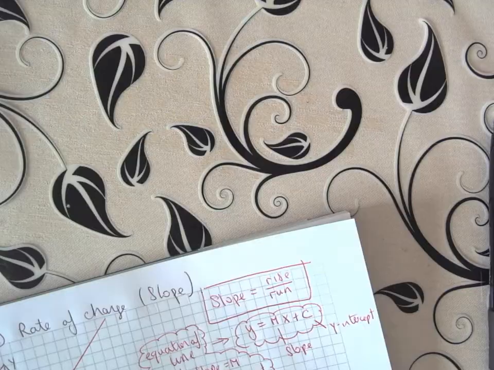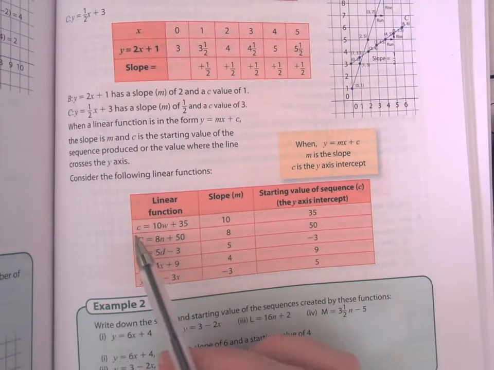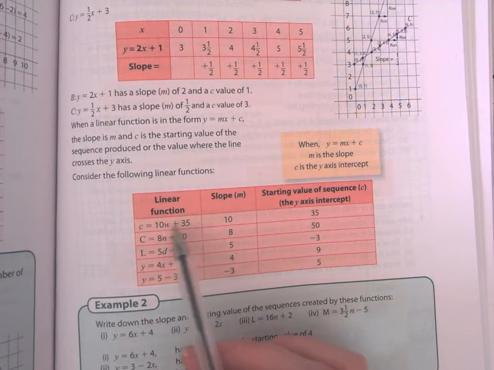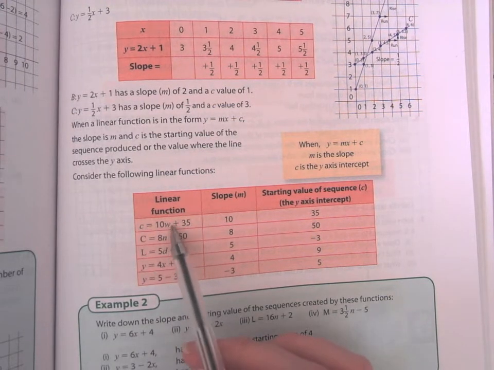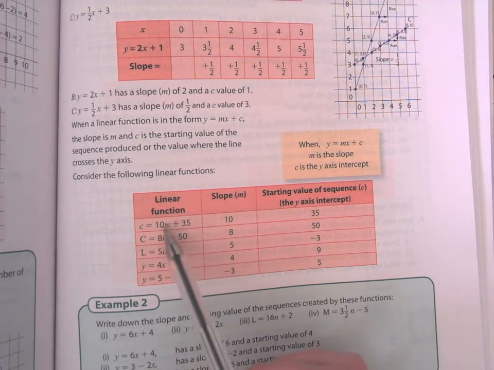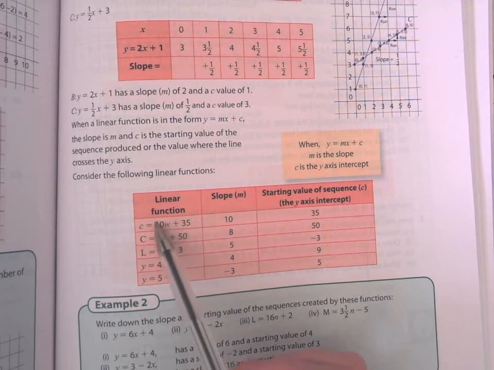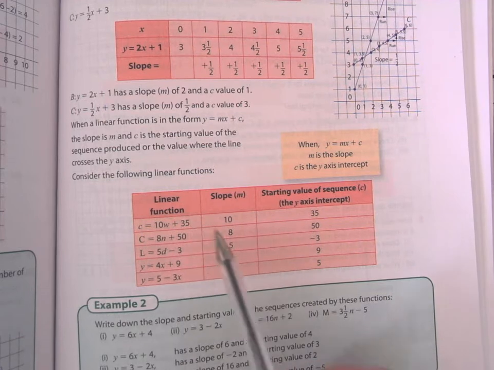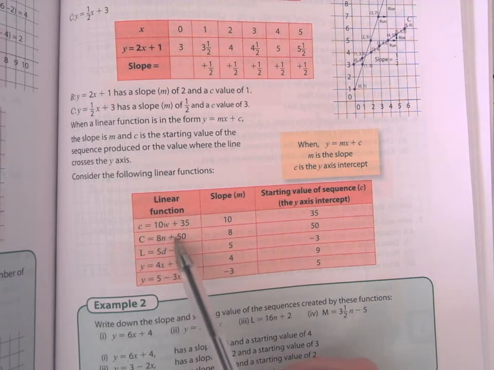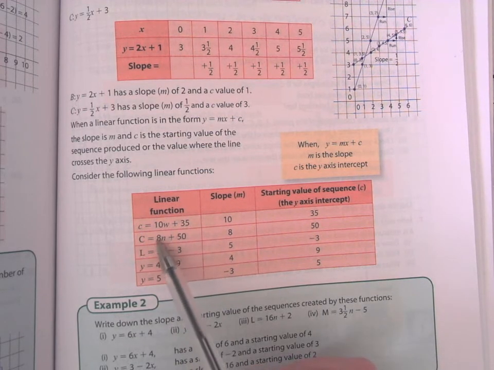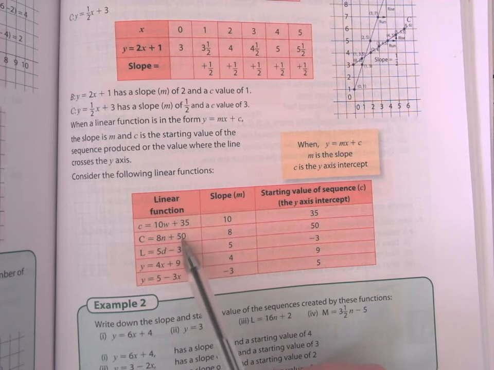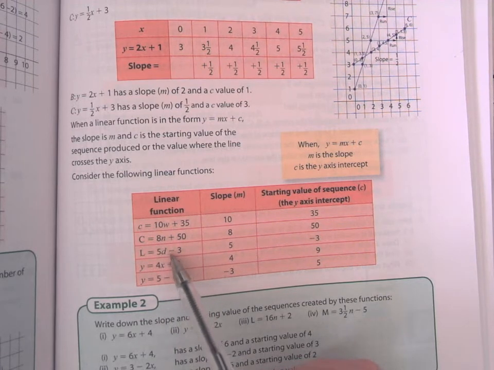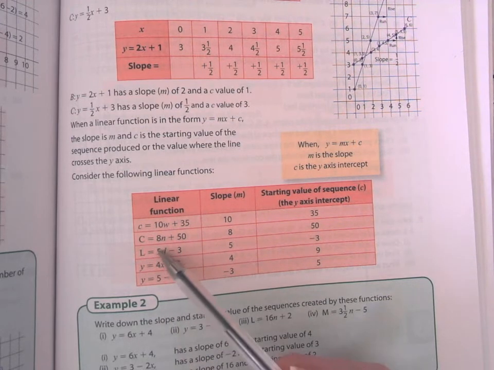Alright, so sometimes you're given those, so here c equals 10w plus 35. So instead of y they have c and instead of x they have w, but the slope is the number with the letter at this side, which is 10, and the y-intercept or starting value is 35. C equals 8n plus 50, so my slope is 8, my y-intercept is 50. L equals 5d minus 3, so my slope is 5, my y-intercept is minus 3.